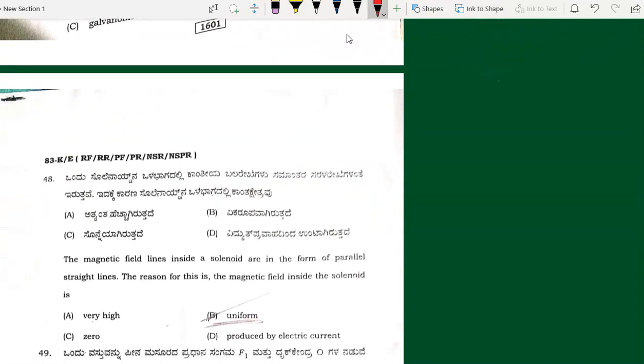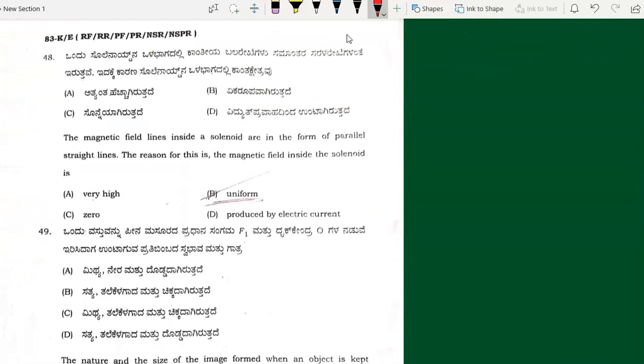Next question, the magnetic field lines inside a solenoid are in the form of parallel straight lines. It is because, suppose this is your solenoid.